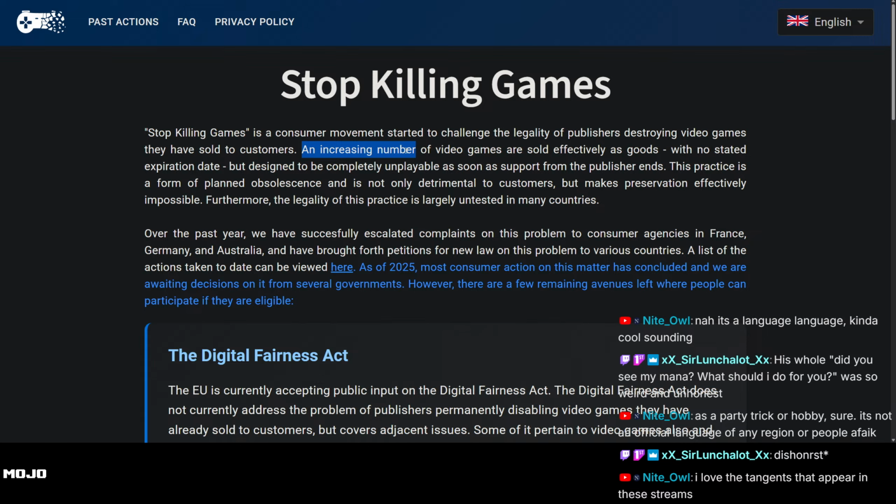An increasing number of video games are sold effectively as goods with no stated expiration date, but designed to be completely unplayable as soon as support for the publisher ends. This practice is a form of planned obsolescence and is not only detrimental to customers but makes preservation effectively impossible. Furthermore, the legality of this practice is largely untested in many countries.